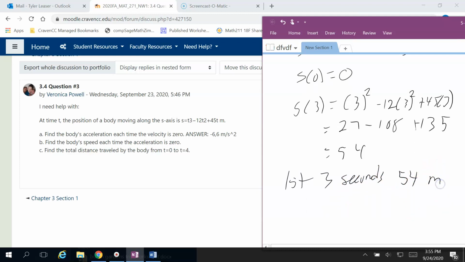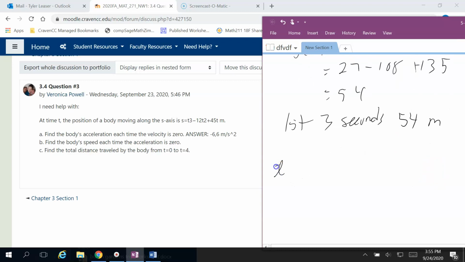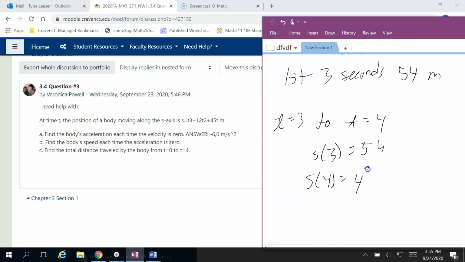Meters, it looks like. But then, from time t equals 3 to time t equals 4, I start going back the other direction. I already know what happens at 3. At 3, I'm at 54, but let's figure out what happens at 4. So if I plug 4 into my position function, that's going to be the 4 cubed minus 12 times 4 squared plus 45 times 4. Again, just plugging all that in. So you get 64 minus 192 plus 180.